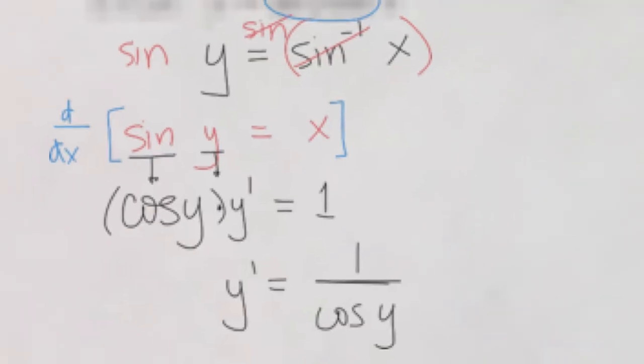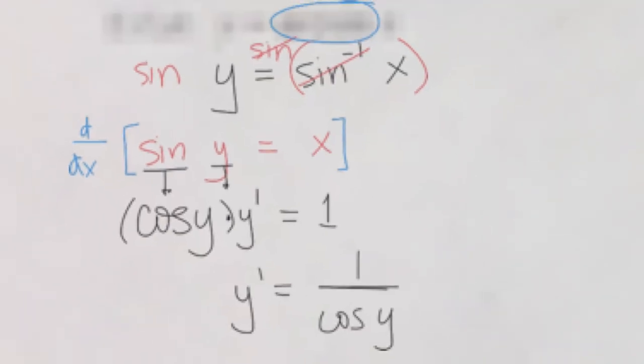Right, cosine y. So I have a problem here. Now I have an x to begin with, but now I have a y down here. So there has to be something we can do to replace cosine y with. So let's think about some other relationships between sine and cosine, shall we? Do you know of any relationships between sine and cosine?